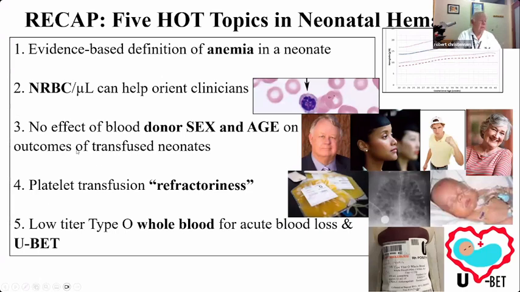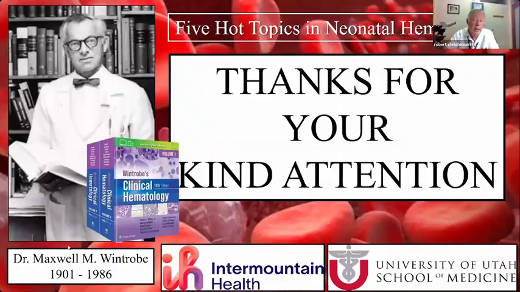So just to sum up quickly, we've talked about evidence-based definitions for anemia in the neonate, how looking at nucleated red cells can help you. No effect of donor sex or age on transfused outcomes, which is good news to me. That there is platelet transfusion refractoriness out there in your NICU, but you can deal with it. And low titer type O blood for acute blood loss, and the possibility of UBED on the future of NICU transfusions. And I know that's a full hour. Thank you very much for your kind attention.